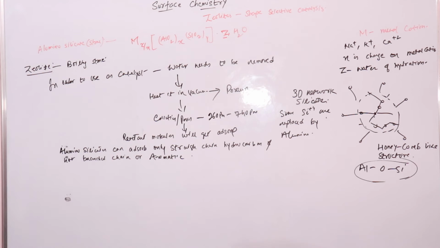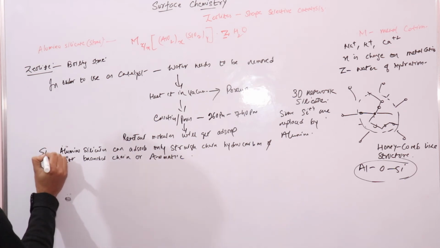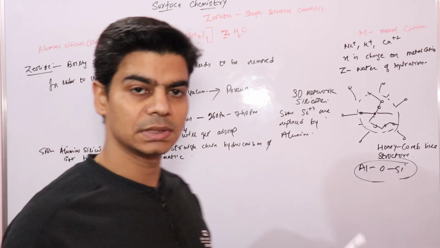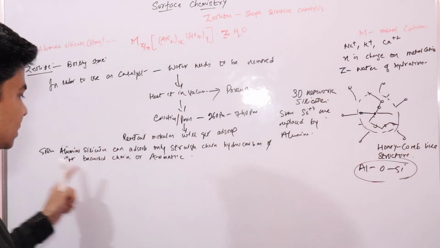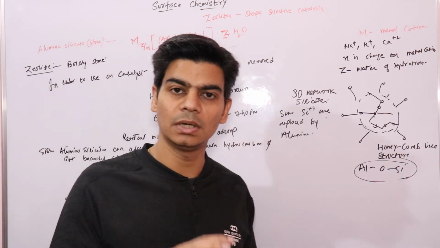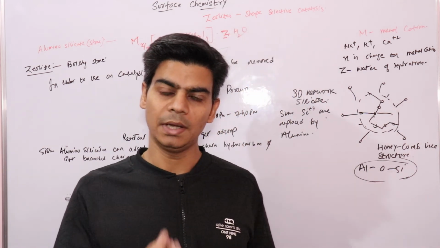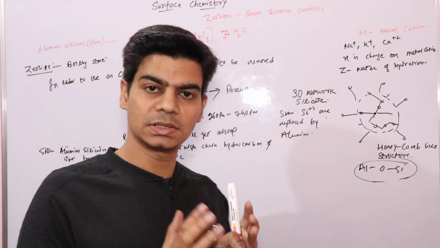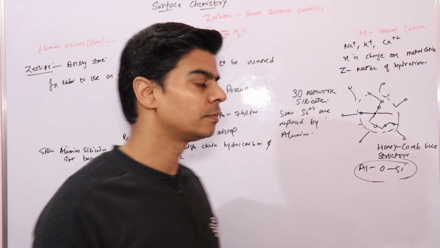Because the size of the pores on the surface of this sodium aluminum silicate is such that those pores can only adsorb these straight chain hydrocarbons. The size is such that it would not be able to adsorb the branched chain or the aromatic hydrocarbons.